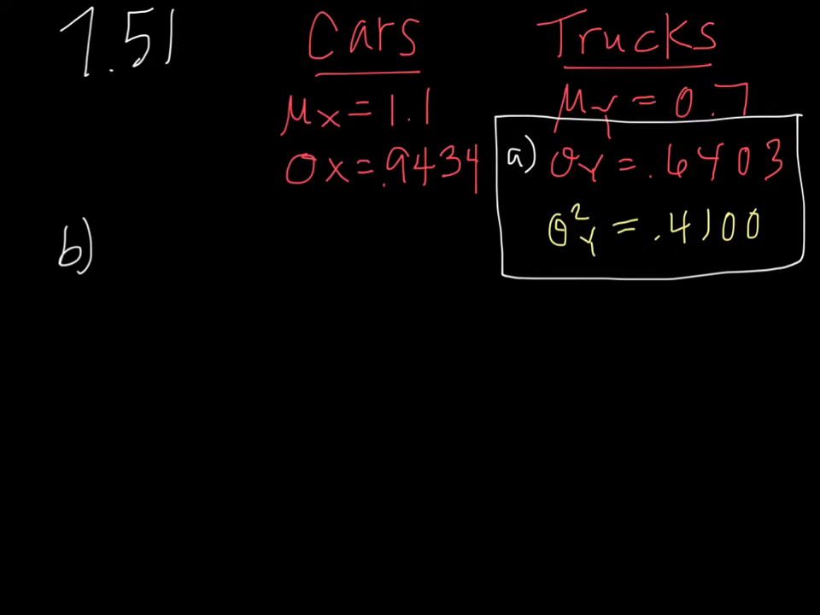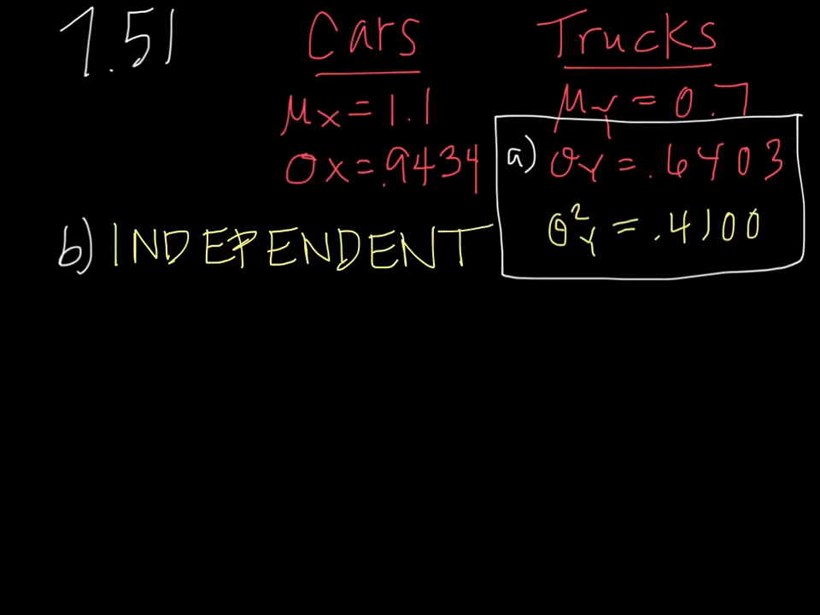When we move on to Part B, it says because car and truck sales are not closely linked, Linda is willing to assume that car and truck sales vary independently. So this is really important that they are independent. That allows us to combine their standard deviations, which it asks us to do as we continue on with this part of the problem, Part B.